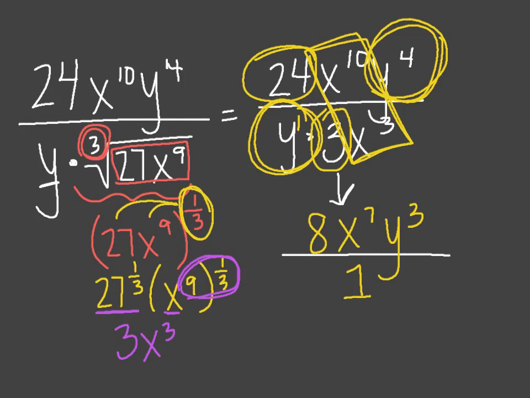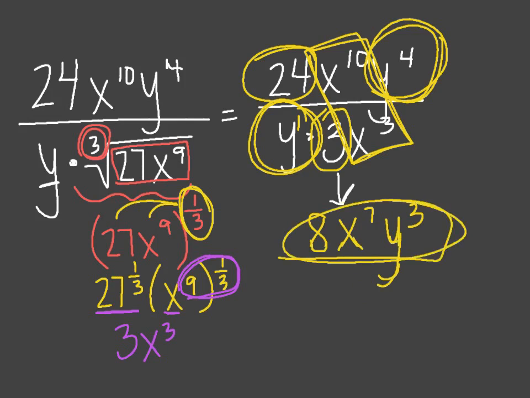But again, if you remember, a 1 on the bottom of a fraction is not really important, and you could write your answer without it. So I could make my final answer just 8 times x to the power 7, y to the power 3. Again, it won't be wrong if you put that 1 there, but you don't absolutely need it.